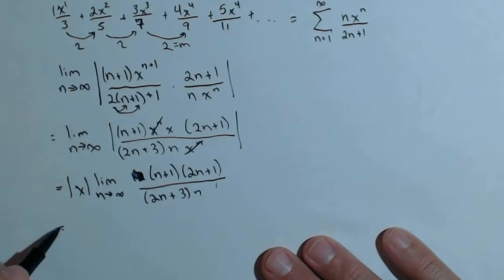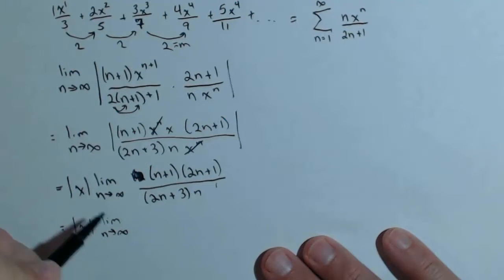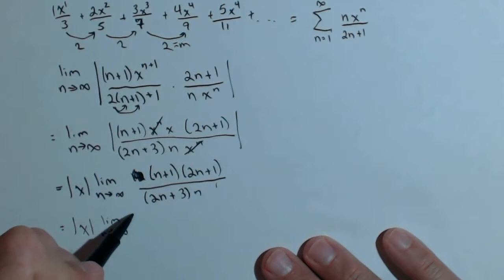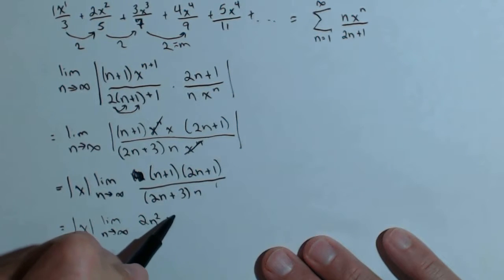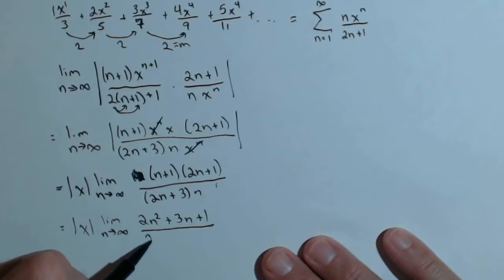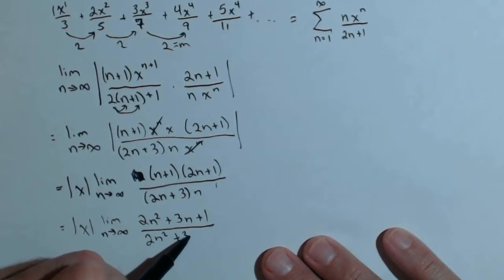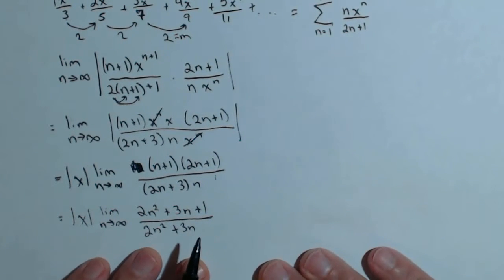Now we have a couple options here. We have an infinity over infinity case. You might want to use L'Hopital's, or you can multiply things out. Let's say we decide to multiply things out. We'll have 2n squared plus 3n plus 1 over 2n squared plus 3n. Now if we didn't know what this was, you might already, and that's fine. But let's say we didn't.